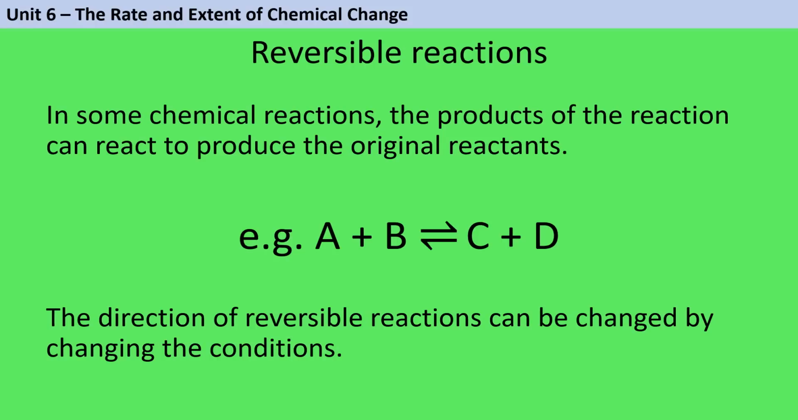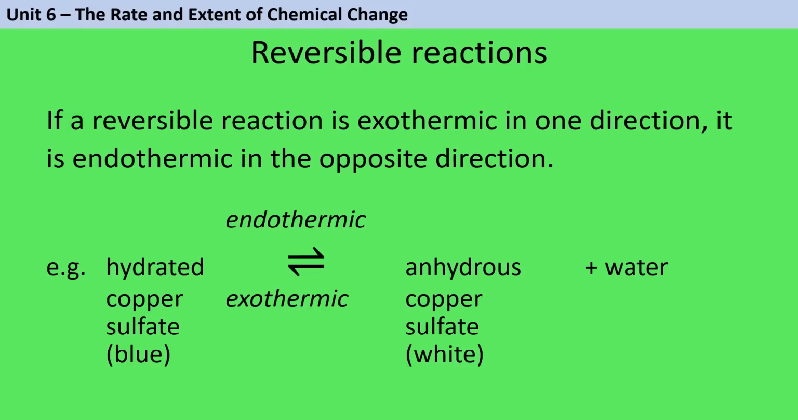In some chemical reactions, it's possible for the products to react together to make the original reactants, and we call these reversible reactions. And you can recognise them because rather than a normal arrow between them, we have this funny double-headed reversible reaction arrow. It's possible to change the direction of the reversible reaction by changing the conditions. You should also know that if a reversible reaction is exothermic in one direction, then it will be endothermic in the opposite direction, and there is a named example of this.